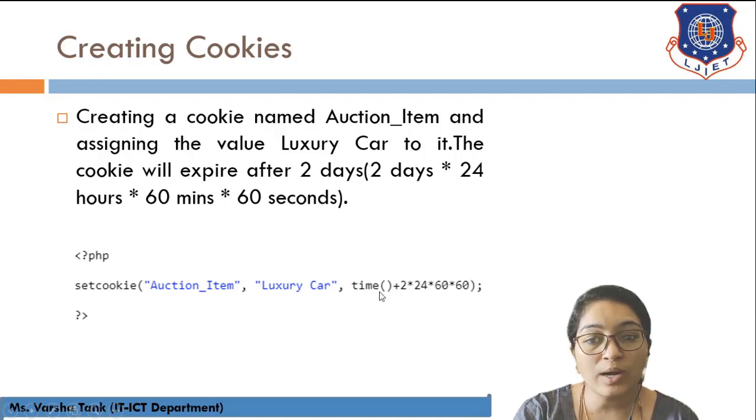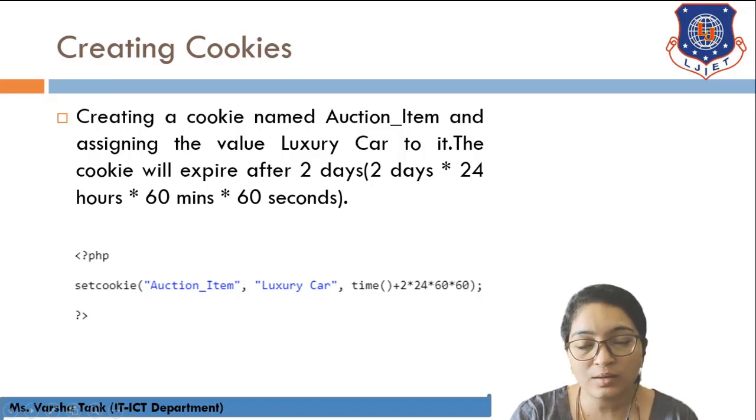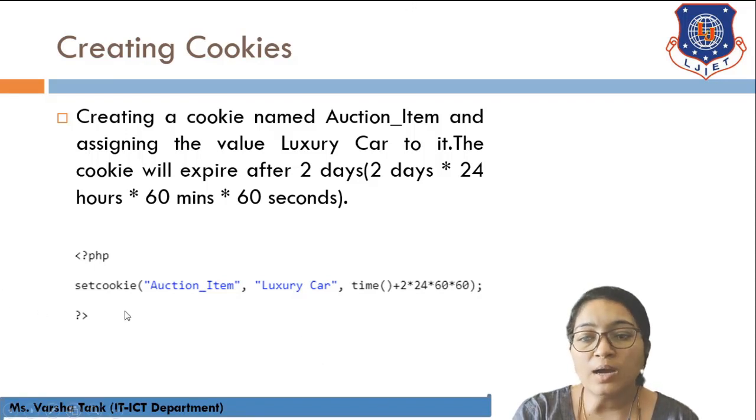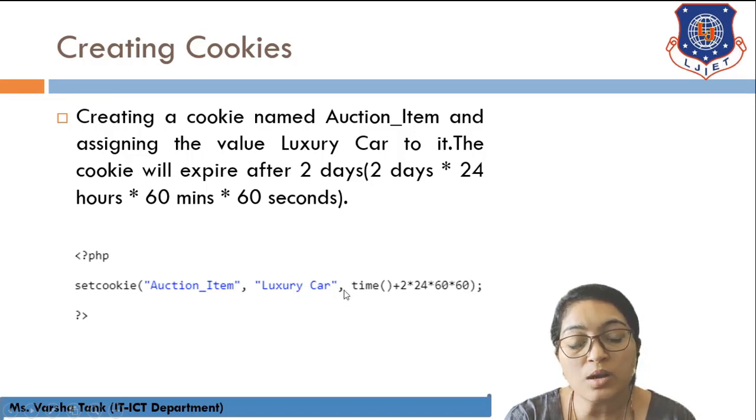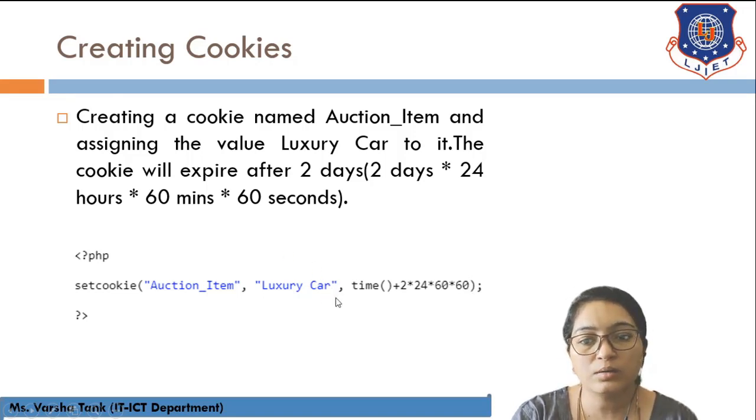Time plus, so now current time plus 2 days. Suppose I am setting the cookie right now, and right now the time is 12 o'clock. So day after tomorrow till 12 o'clock the cookie will be valid. Now here, how can we set the cookie? Set cookie auction item, that is the cookie name. Here the value is luxury car. This is the key, this is the value, and this is its time. These are the basic things that you want. If you have not set the time, it is optional, but whenever you close the browser, it will just invalidate the cookie.